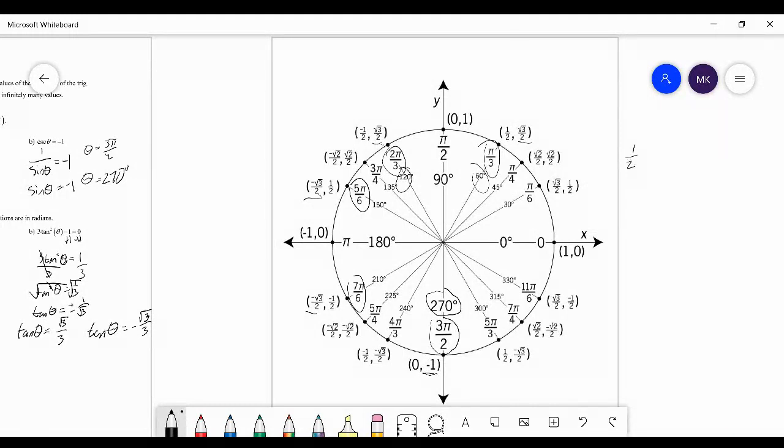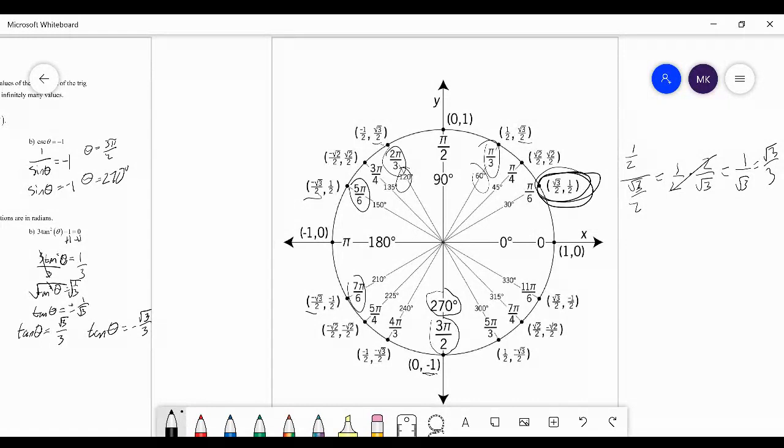We end up with 1/2 over root 3 over 2, which, if you remember, is 1/2 times 2 over root 3. Our 2's cancel. I get 1 over root 3, which is root 3 over 3. So this is what I'm looking for. I'm looking for this point here.